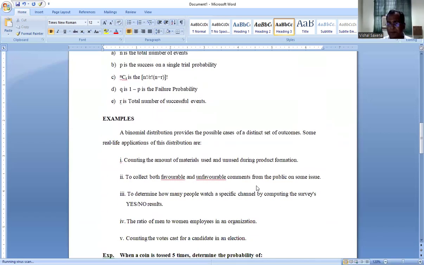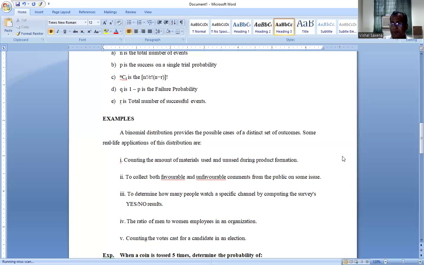Now we take some examples to understand the concept of binomial distribution. The first example is counting the amount of materials used and unused during product formation. When a product is formed, the amount of material used or not used will ultimately be a finite value. So it shows an example of a discrete or binomial distribution.